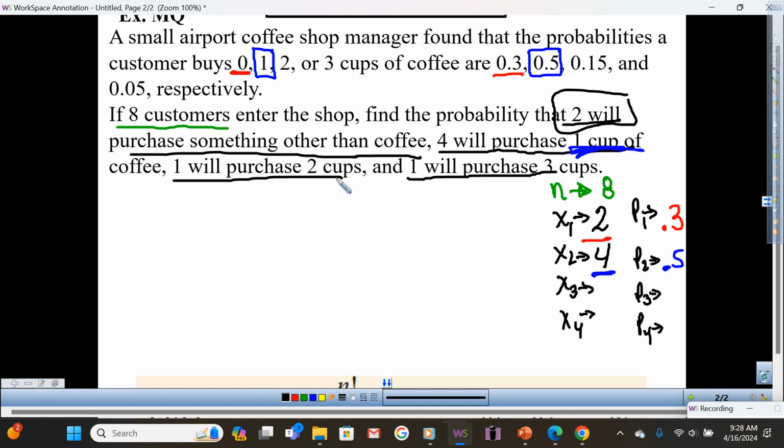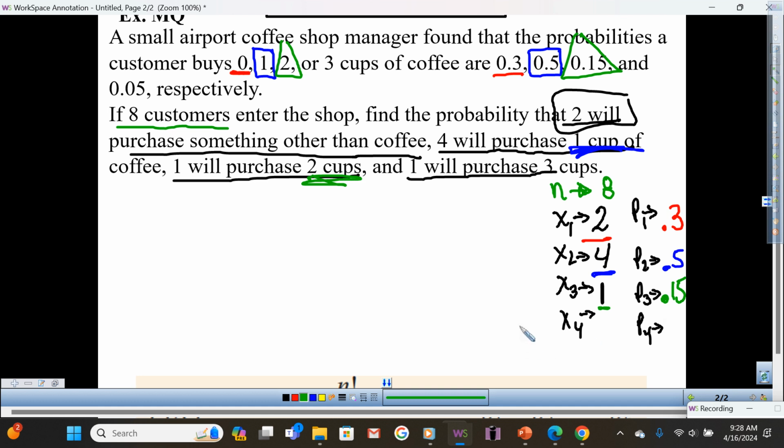Next, 1 will purchase 2 cups of coffee. Let me underline that with green. 2 cups of coffee. Where's 2 cups? It's right here. And what corresponds to that one? 0.15. That is correct. So far so good, yes?